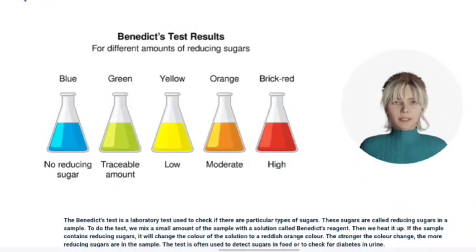The Benedict's test is a laboratory test used to check if there are particular types of sugars. These sugars are called reducing sugars in a sample. To do the test, we mix a small amount of the sample with a solution called Benedict's reagent. Then we heat it up. If the sample contains reducing sugars, it will change the color of the solution to a reddish-orange color. The stronger the color change, the more reducing sugars are in the sample. The test is often used to detect sugars in food or to check for diabetes in urine.